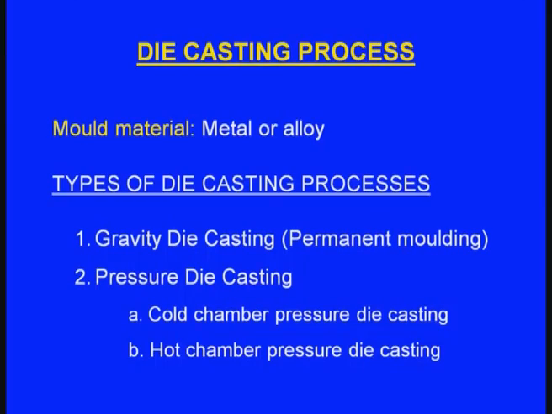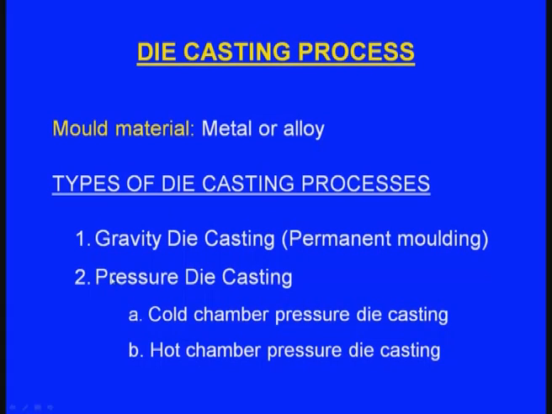The second one is the pressure die casting. In gravity die casting, the molten metal enters the metallic molds by virtue of gravity, whereas in pressure die casting, the molten metal enters the metallic molds because of the external pressure we apply. That is why these two are different. Again, pressure die casting is of two types: one is cold chamber pressure die casting, the second is hot chamber pressure die casting.